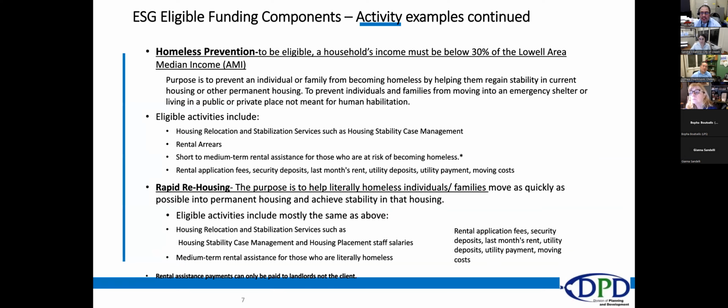And then this is talking about the AMI with homeless prevention and rapid rehousing. The difference is that rapid rehousing is for those that are already homeless, versus homeless prevention, where they're at risk of homelessness.